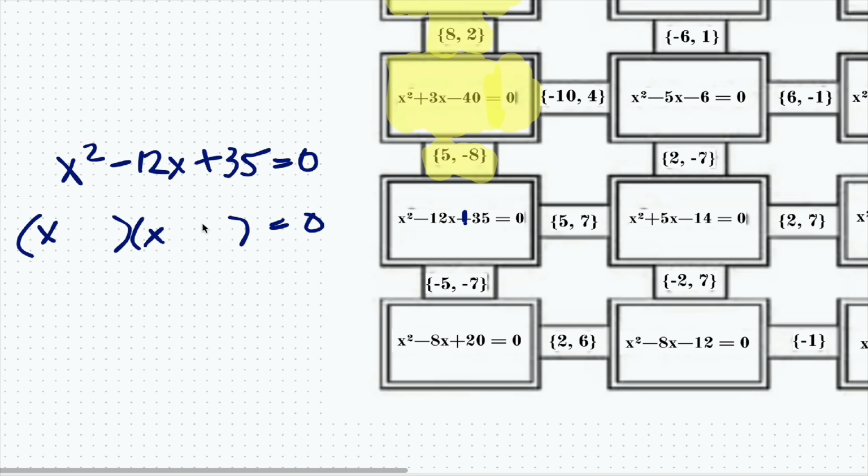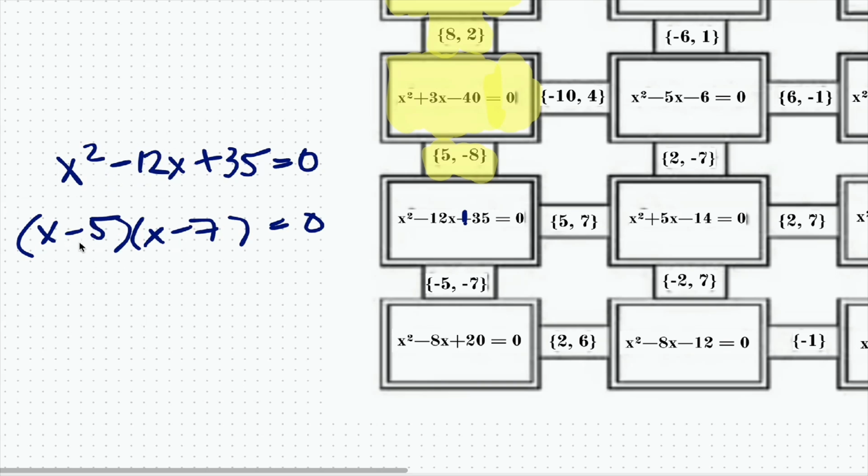So 35, we use 5 and 7. Okay, but I think the answer must be positive 35 when you multiply them. But in the middle term, the answer is negative 12. So we use both negative.